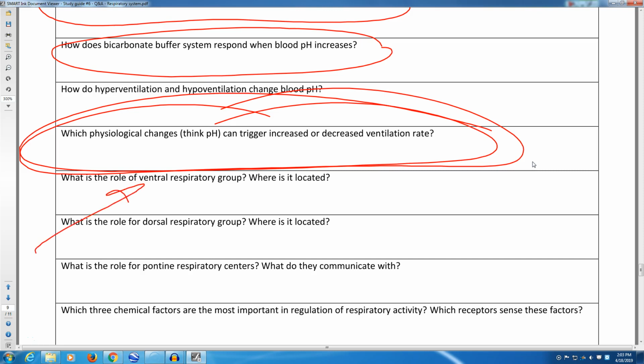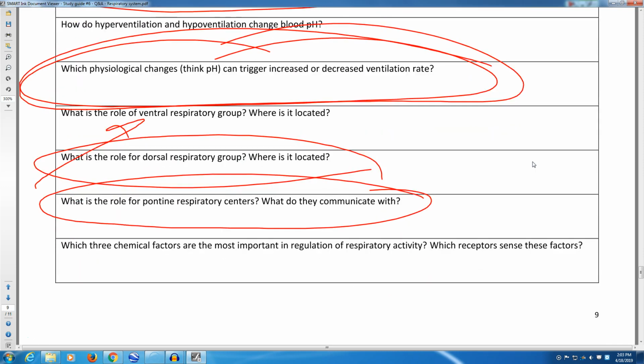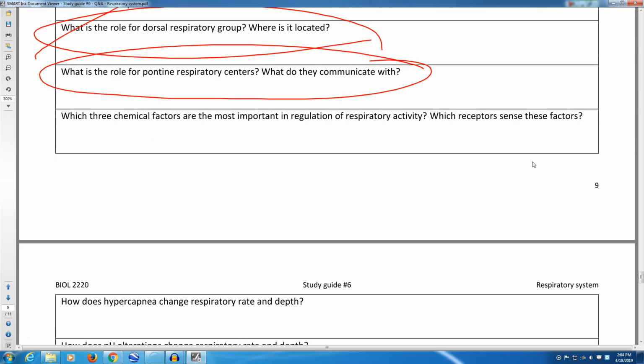Ventral respiratory group. Okay. Normal rhythm. Dorsal respiratory group. Transitions between normal rhythm, between inhalation and exhalation. Sorry. Okay, transition. Brain freeze. Adaptations to exercise. Pontine respiratory centers. They communicate with dorsal and ventral respiratory group and are responsible for adaptations in speaking and singing.